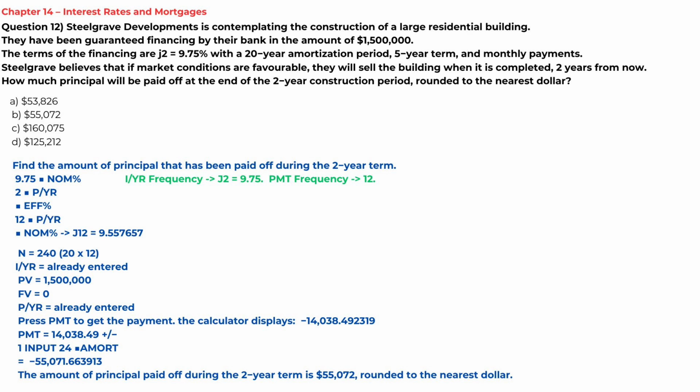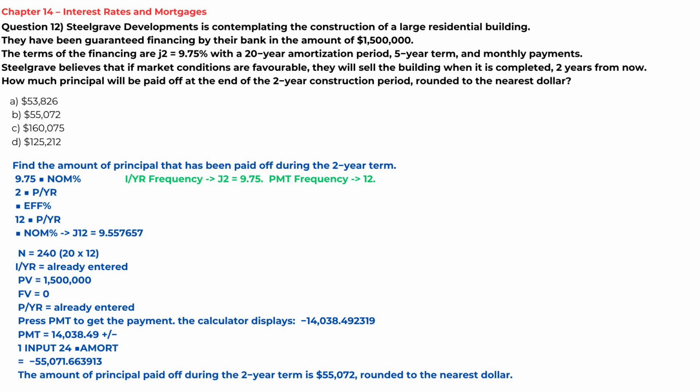First, let's change the given J2 equals 9.75 to J12. 9.75 shift nom. 2 shift PYR. Shift effective. 12 shift PYR. Shift nom. Calculator displays J12 equals 9.557657.